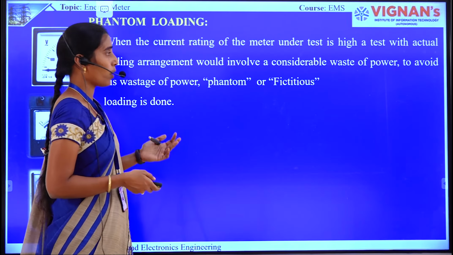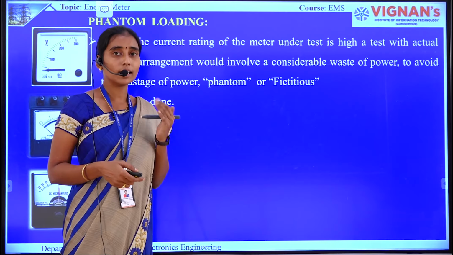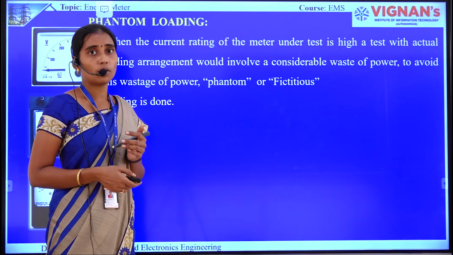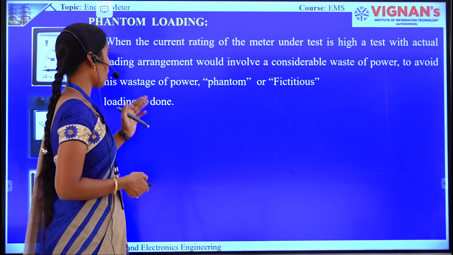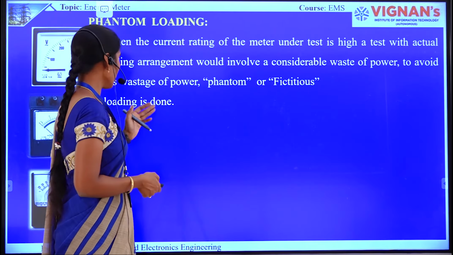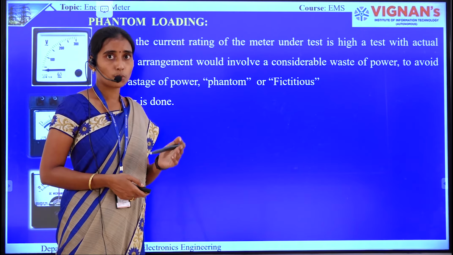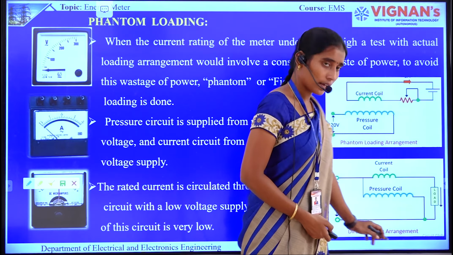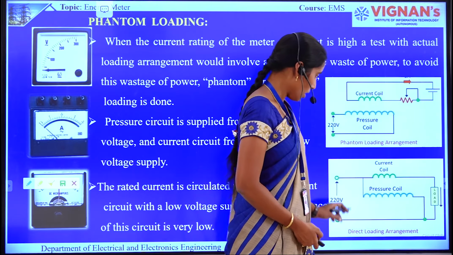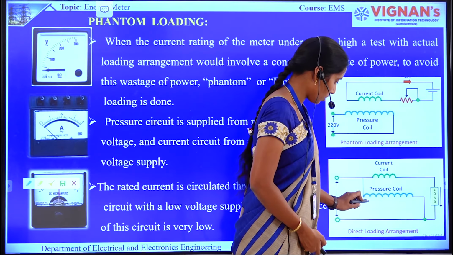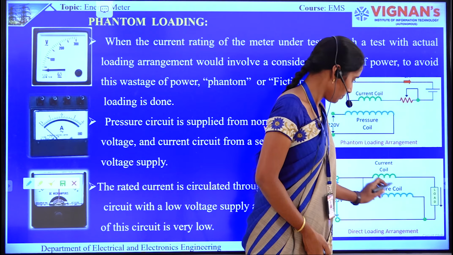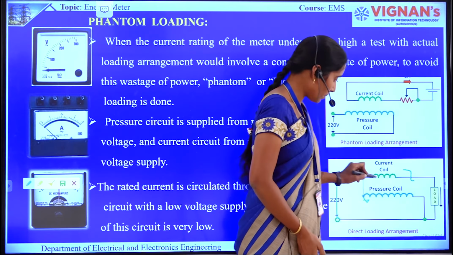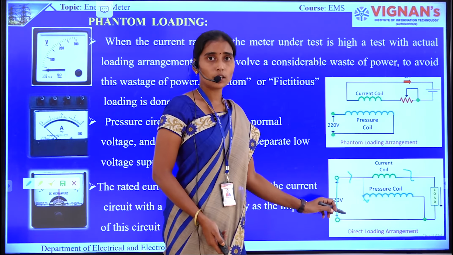So in order to avoid the wastage of power while testing highly rated instruments, we go for phantom loading. Phantom loading is also called fictitious loading, in which loading is done virtually. So let's see how it is. This is the normal direct loading arrangement which we basically do, which consists of a pressure coil. The pressure coil is always connected across the supply and the current coil is always connected in series with the load. This is the basic arrangement for the testing of the instrument.